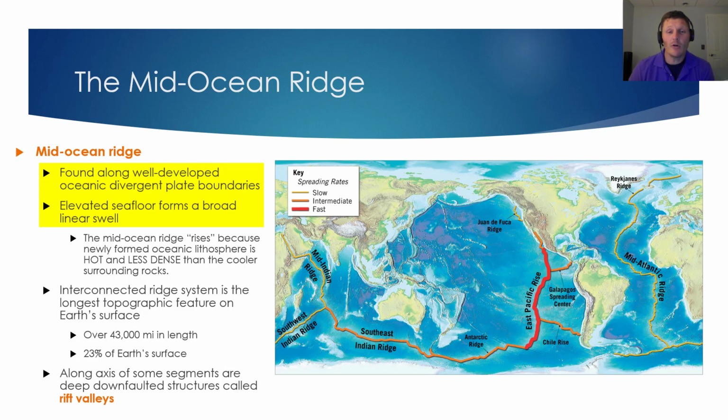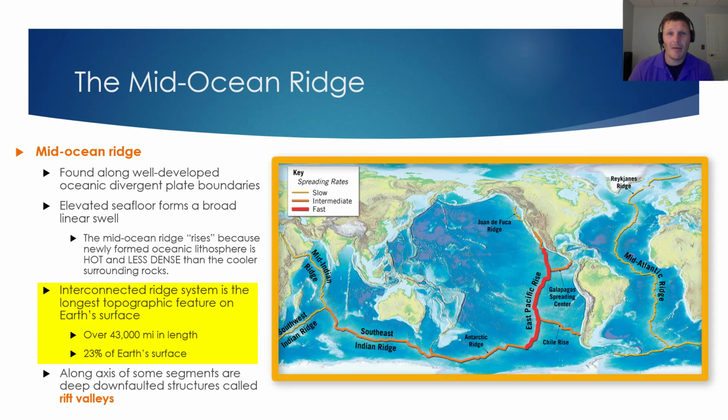However, in spots, the oceanic ridge can be as wide as 2,500 miles. Interestingly, the oceanic ridge is the longest topographic feature on planet Earth, and stretching over 43,000 miles in length, it accounts for 23% of Earth's surface. As shown on the map on this slide, the mid-ocean ridge runs through all four of Earth's oceans.